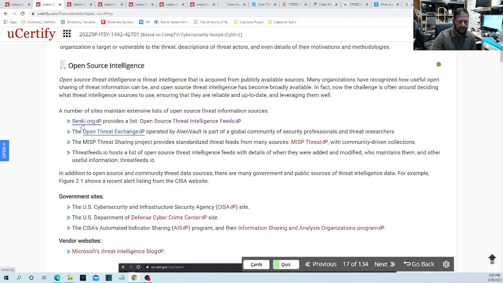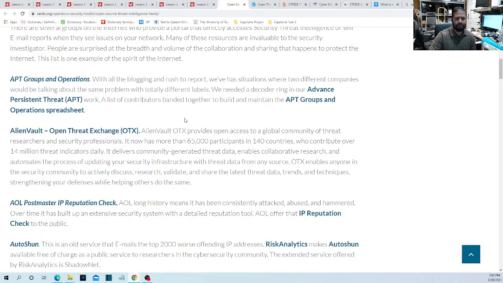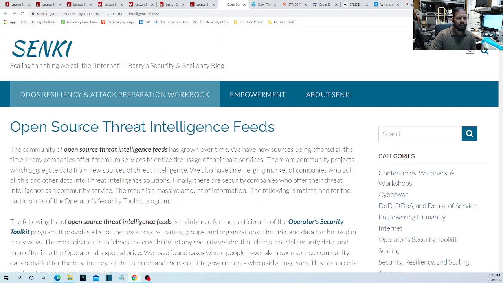For example, Senki.org has a list of open source threat intelligence feeds. The feeds mean many different companies and many different subscribers. As they find some new threat, they report it to the Senki website. Let me take a look at it right here. Here is the Senki website, open source threat intelligence feeds.